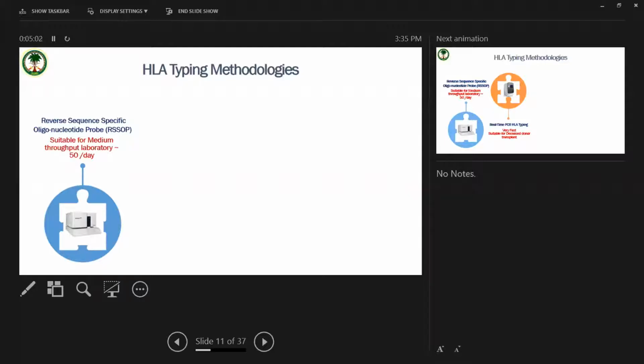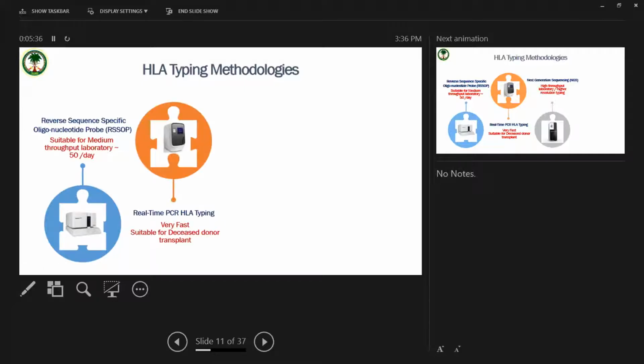One of the techniques that is commonly used worldwide in most of the laboratories is RSSOP, or reverse sequence specific oligonucleotide probe, that is performed in the Luminex instrument. This is suitable for medium to high throughput laboratories, but one of the disadvantages of this is probably the limitation of the resolution. For a clinical program that serves unrelated stem cell transplant, this methodology might not really be the best to be used in a laboratory.